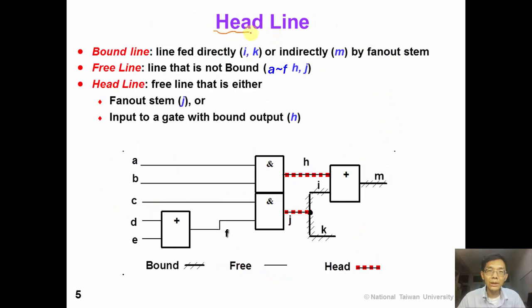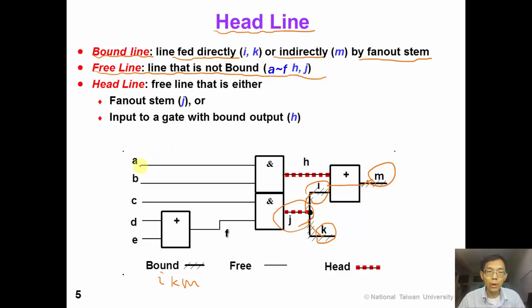So now let's formally define the head line. A bound line means a line fed directly or indirectly by a fan-out stem. For example, in this circuit, we have a fan-out stem J. So I and K are bound lines because they are fed directly by the fan-out stem. Also, M is fed indirectly by the fan-out stem. So I, K, and M are bound lines. The other lines in the circuit are free lines.